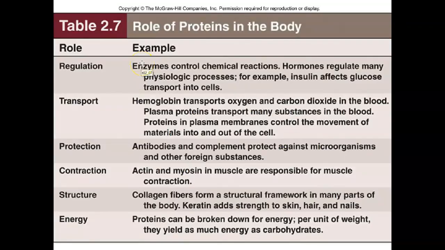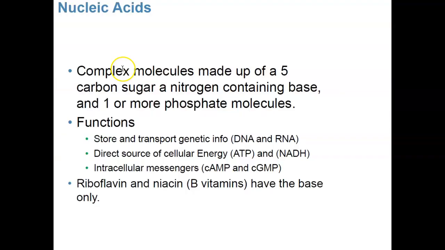This table just gives you what proteins can do. Please do not memorize this table. We'll talk about a lot of this later. They do regulation, enzymes, and neurotransmitters. Hemoglobin's a protein, it transports. Antibodies are proteins. They protect you from things. Actin and myosin are proteins. They're muscle contraction. So these are the roles of proteins.